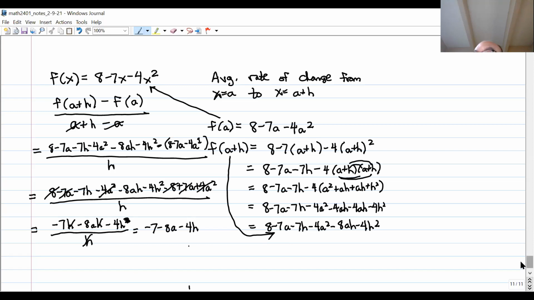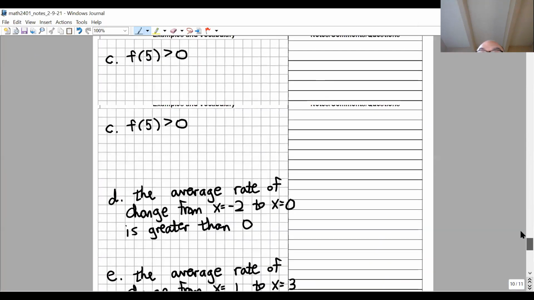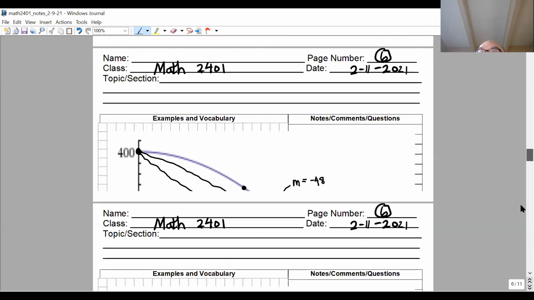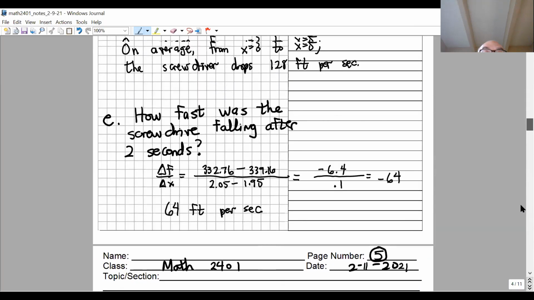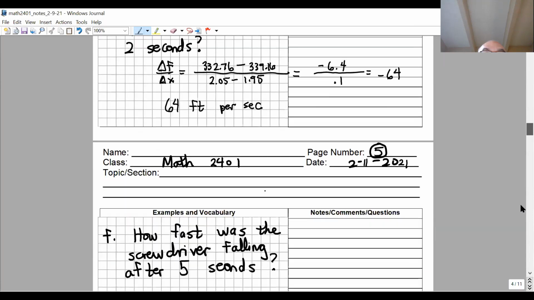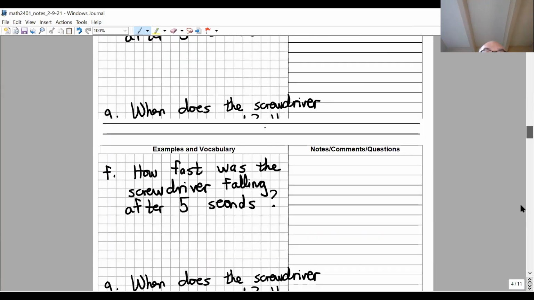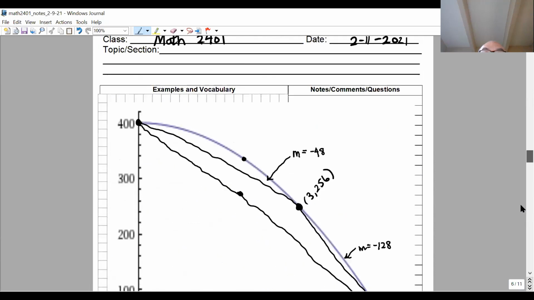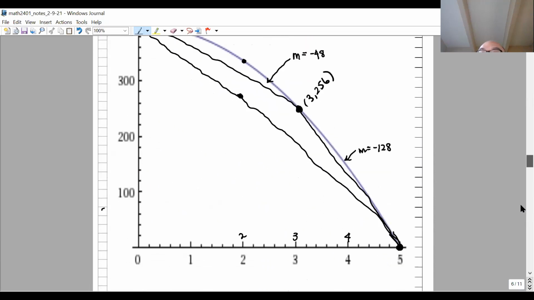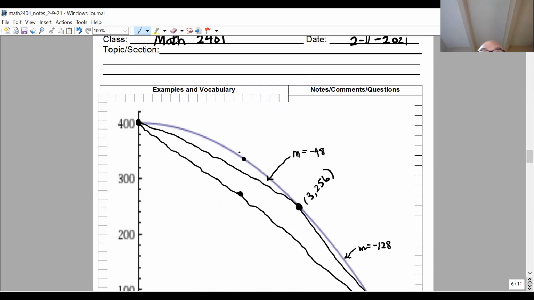Okay, all right. I'm going to scroll back up now in the notes, because I want to resume where we were last time, and we were talking about this screwdriver problem, remember? We were trying to calculate what the speed of the screwdriver was right after 2 seconds.